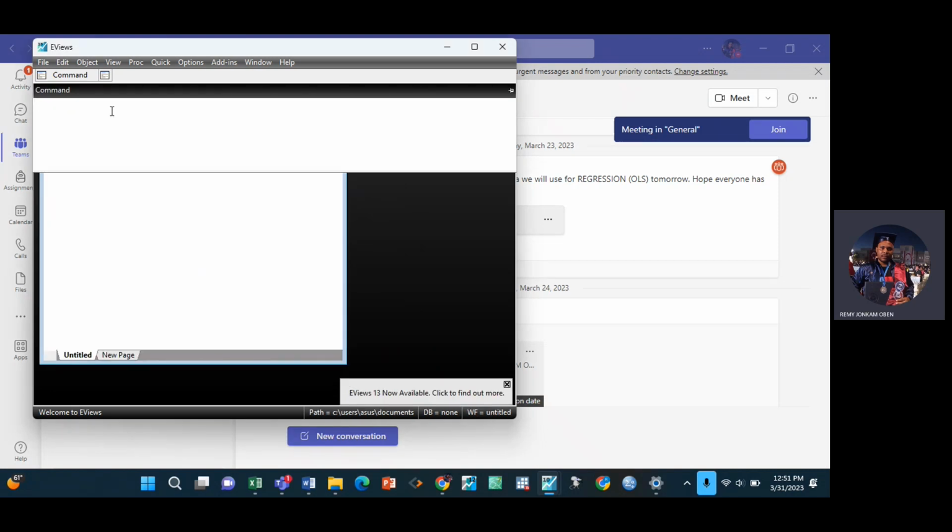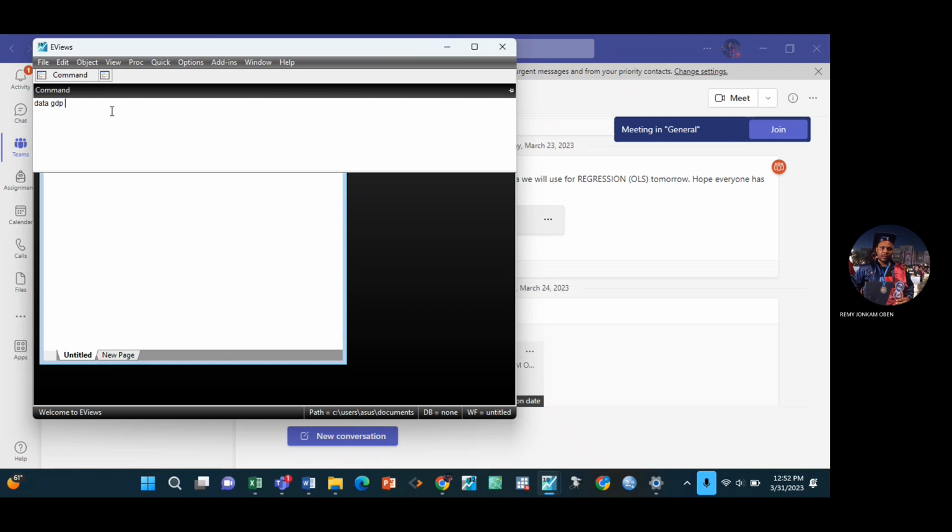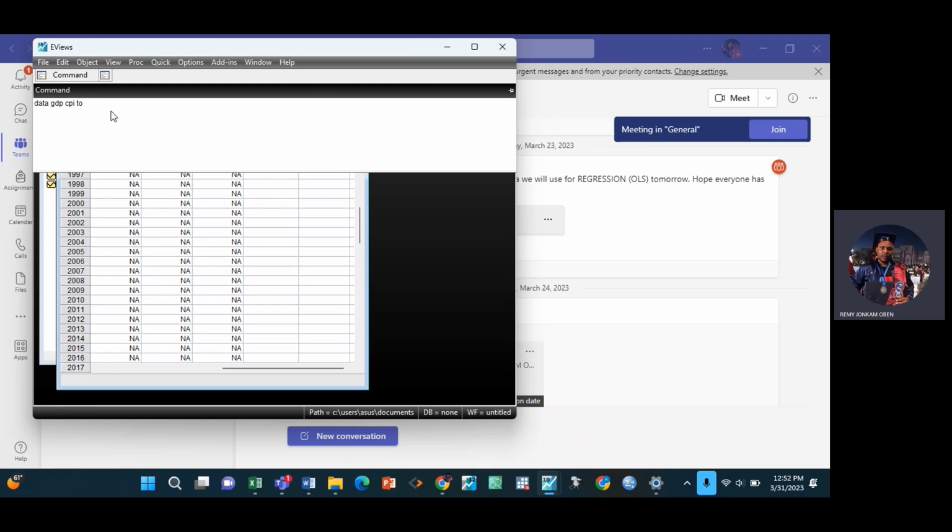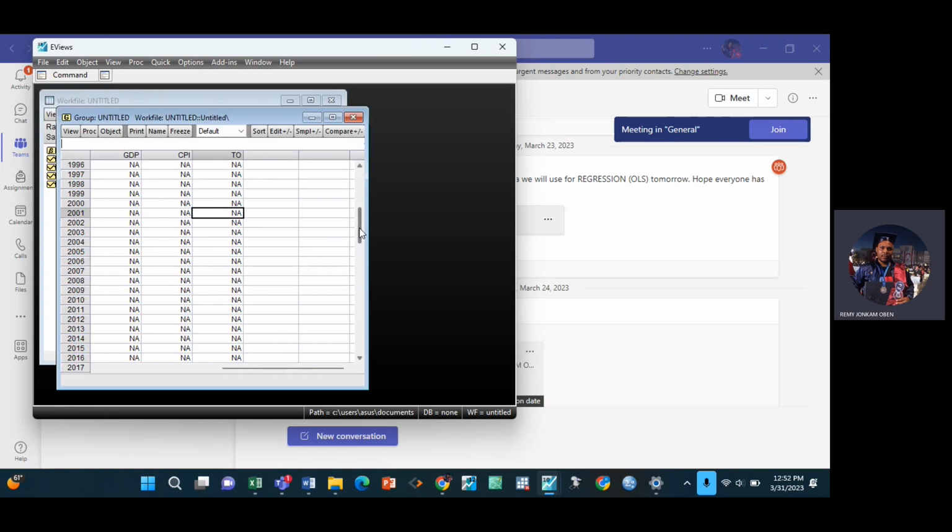Now, here I just have to type in the command, right? So I'll type data, GDP. The command is data, give a space, and then just put the variables. Always start with the dependent variable: GDP, CPI, trade openness. Once I press enter, you see the spreadsheet opens.